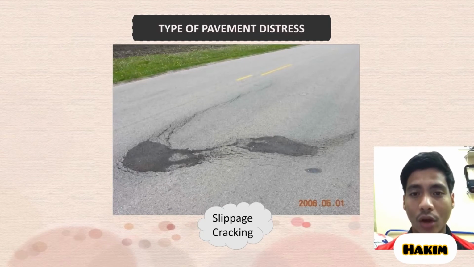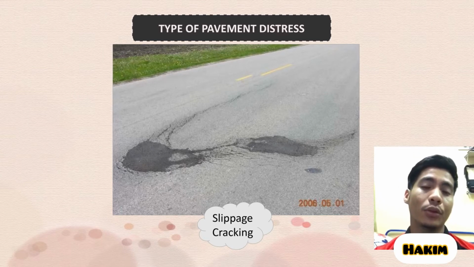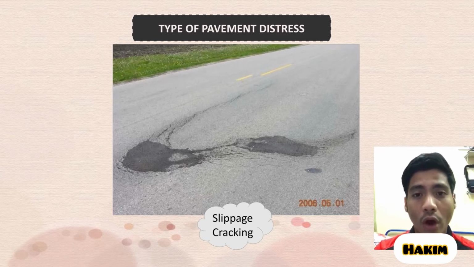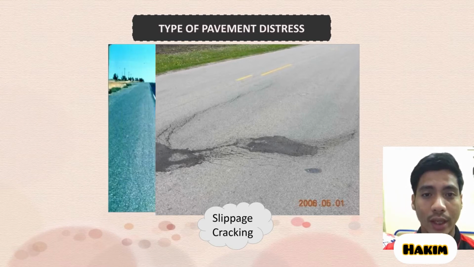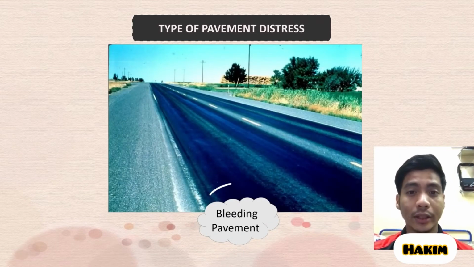Thirdly is slippage cracking. Crescent-shaped or half-moon-shaped cracks, generally having two ends pointed in the direction of traffic, often occur in a closely spaced parallel group and are connected with pushing. Next is bleeding. The glossy black top layer of asphalt on the road surface, created by upward movement of asphalt in the pavement surface, is known as bleeding or flushing.